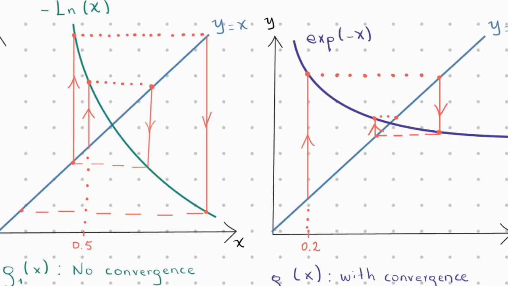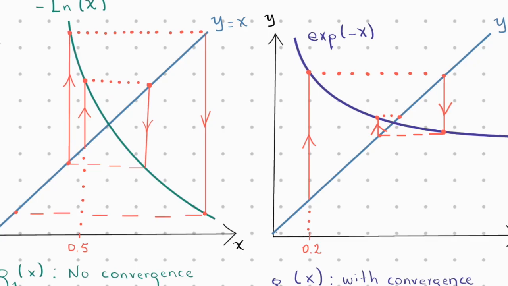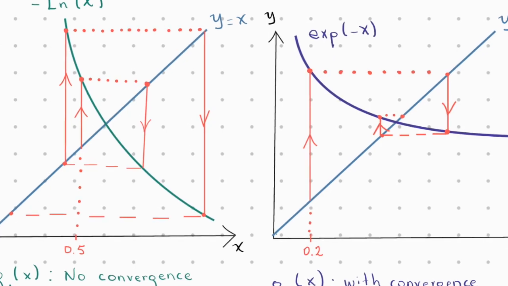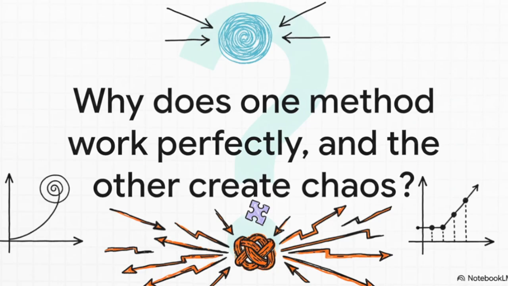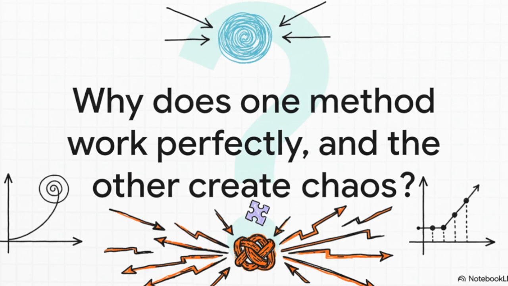But on the right, with the second rearrangement, the guesses spiral neatly inwards, homing in on the correct solution like a guided missile. So this is the central mystery, isn't it? We've got one equation, 2 totally valid ways of setting up our little feedback loop, but one gives us a beautiful, perfect answer, and the other one just gives us complete nonsense. What is the hidden difference between them?